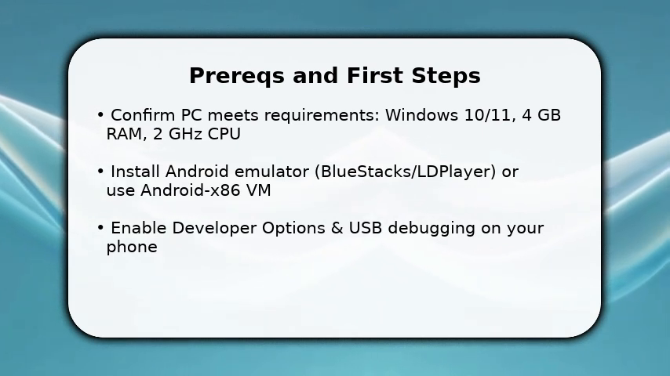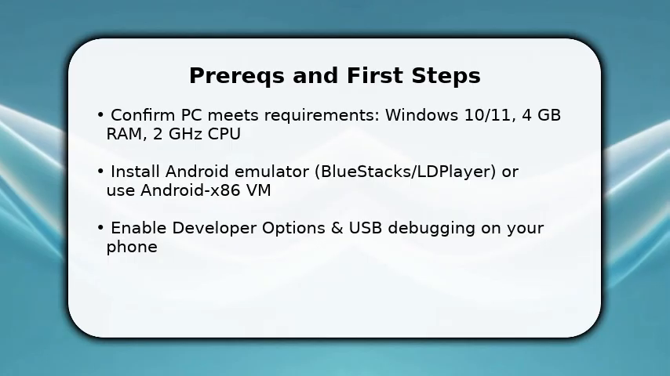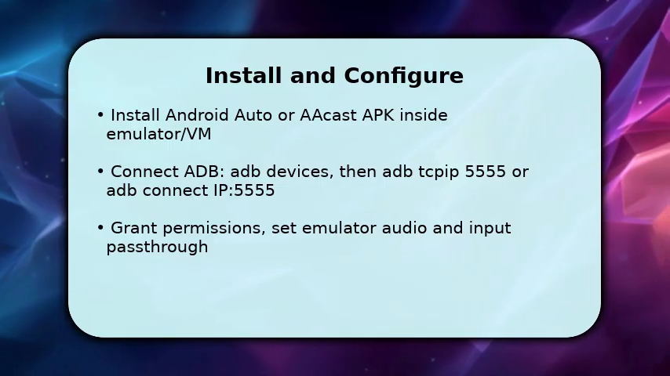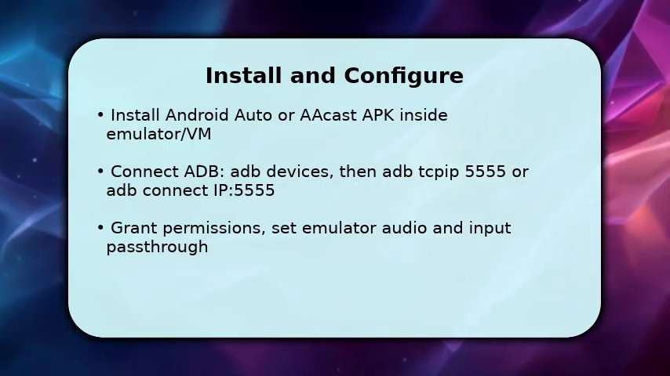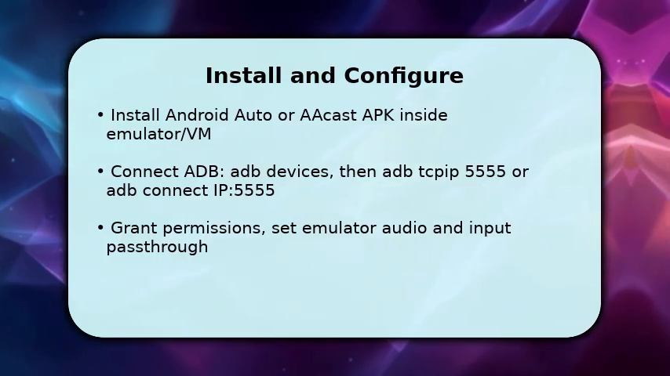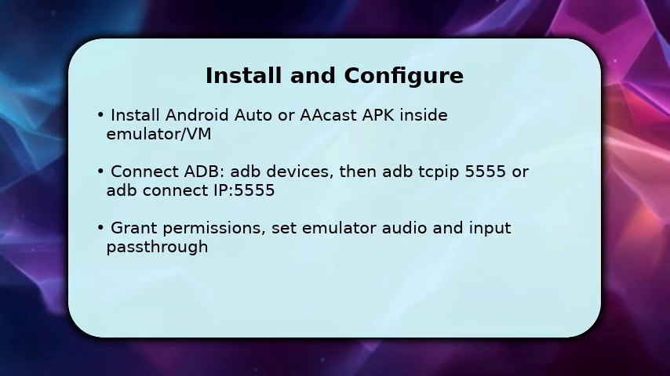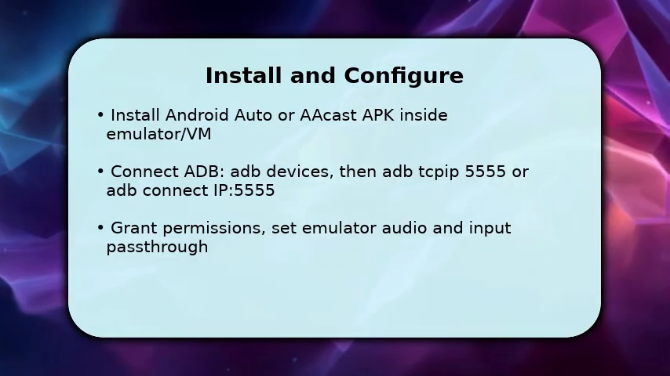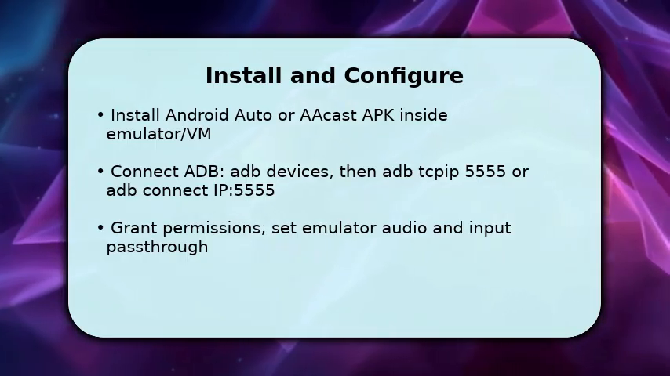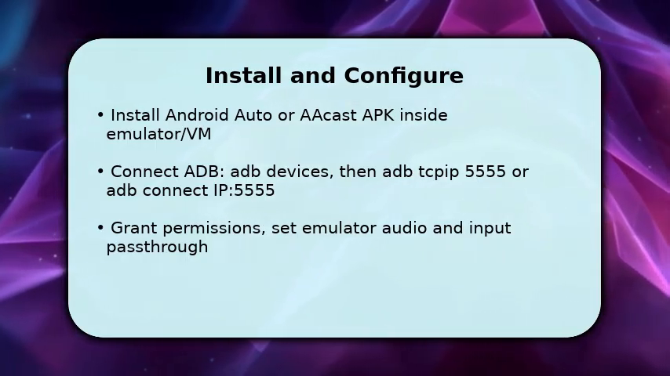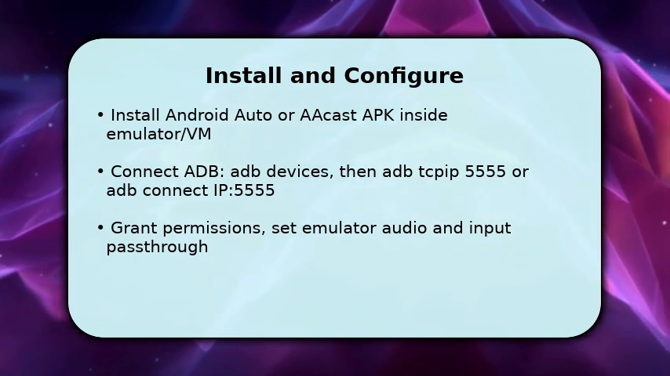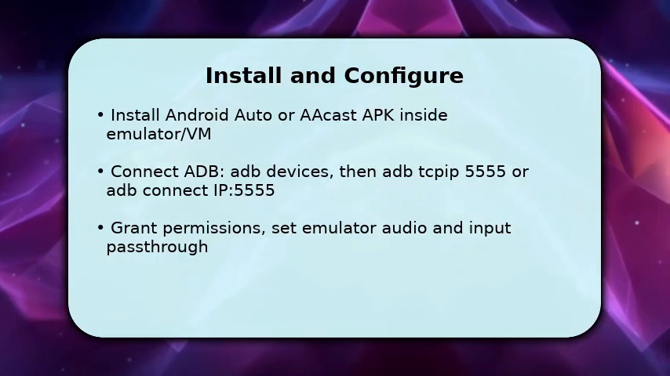Now install Android Auto or a Mirror App APK inside the emulator or VM so the app can run like on a phone. Use ADB to bridge devices. Run adb devices, switch to TCP mode with adb tcpip 5555 or connect directly with adb connect IP 5555. Make sure you accept USB debugging prompts on the phone. Also configure the emulator's audio and input pass-through so microphone, GPS, or touch input are available. These steps let Auto behave correctly.